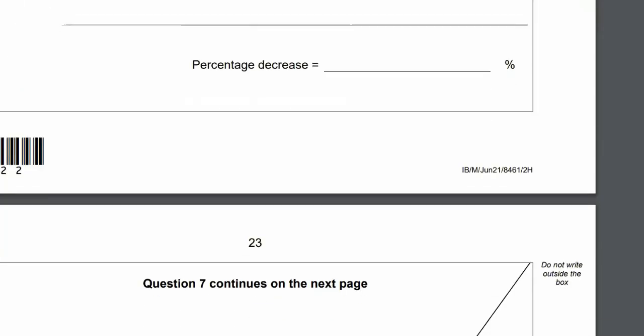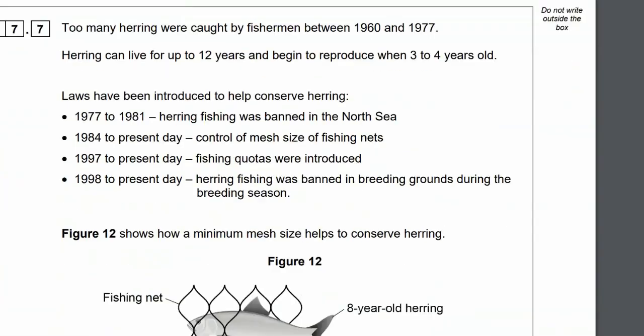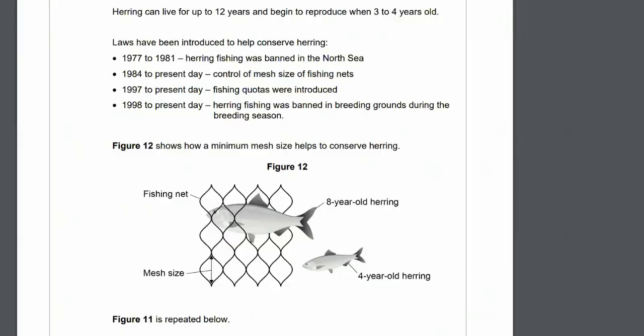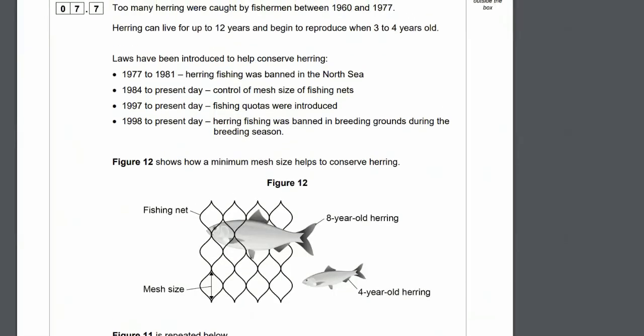Okay, let's have a little look now at the next question, 7.7. Too many herring were caught between 1960 and 1977. Herring can live for up to 12 years and begin to reproduce when about 3 to 4 years old. Laws are being introduced to help conserve herring. That means keep the numbers up. 1977 to 1981, a 4-year law, herring fishing was totally banned in the North Sea.